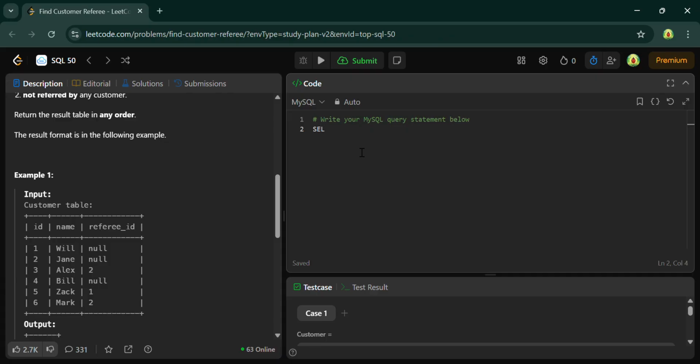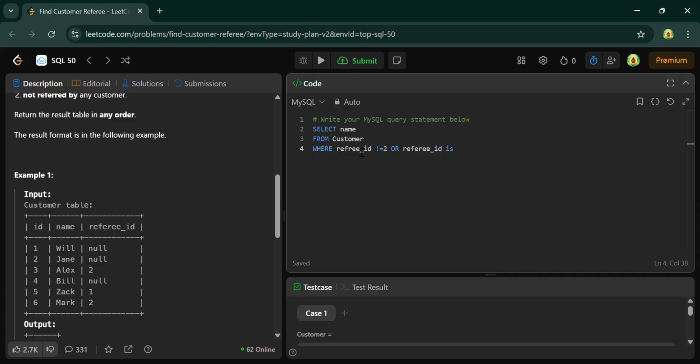First you have to select name from the table, which is customer, where you have to write the condition: where referee ID is not equal to 2 or referee ID is null.